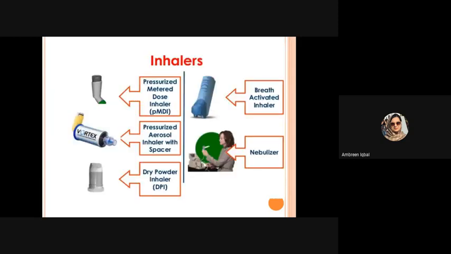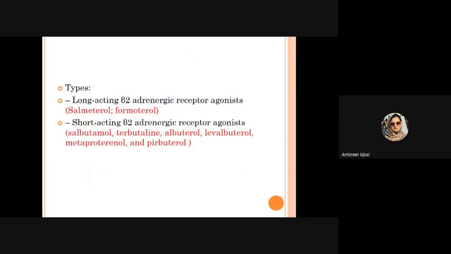We have divided these beta-2 agonists on the basis of duration of action into two main categories: long-acting and short-acting. Long-acting beta-2 agonists are salmeterol and formoterol, and short-acting are salbutamol, terbutaline, albuterol, levalbuterol, metaproterenol, and pirbuterol.